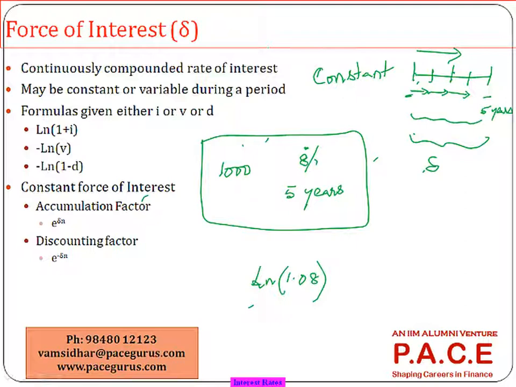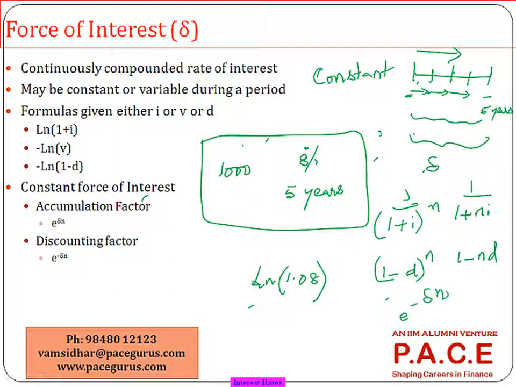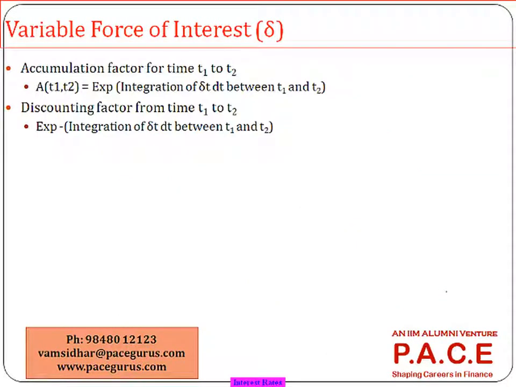Similarly, the discounting factor. Till now we were talking about the discounting factors like 1 by 1 plus i to the power n, 1 by 1 plus ni, 1 minus d to the power n, 1 minus nd, and now we are even getting another scenario, e power minus delta n. If delta is a force of interest or a continuously compounded rate of interest, the discounting factor will typically become e power minus delta n. We have to be comfortable with all these kinds of terminologies, jargons, and conversions from one form to the other.